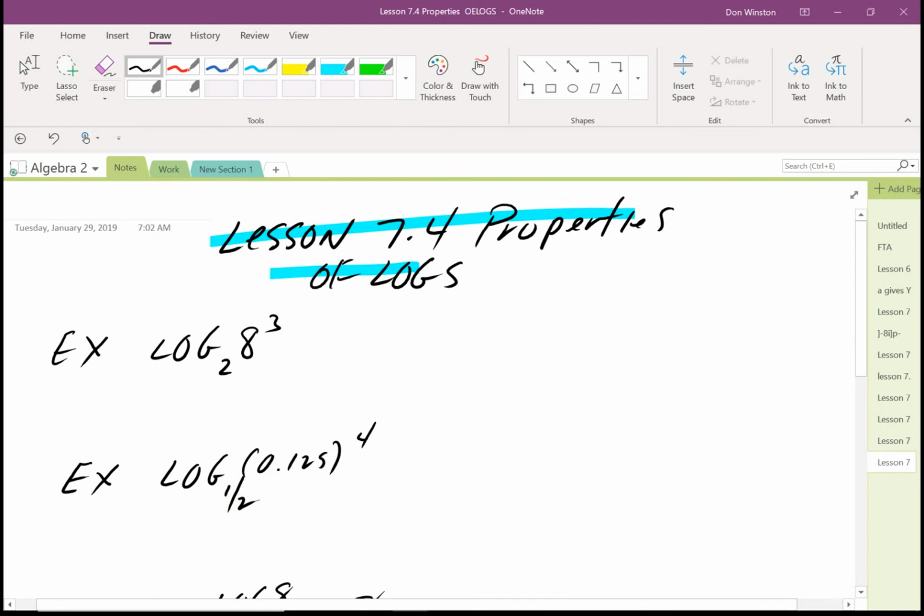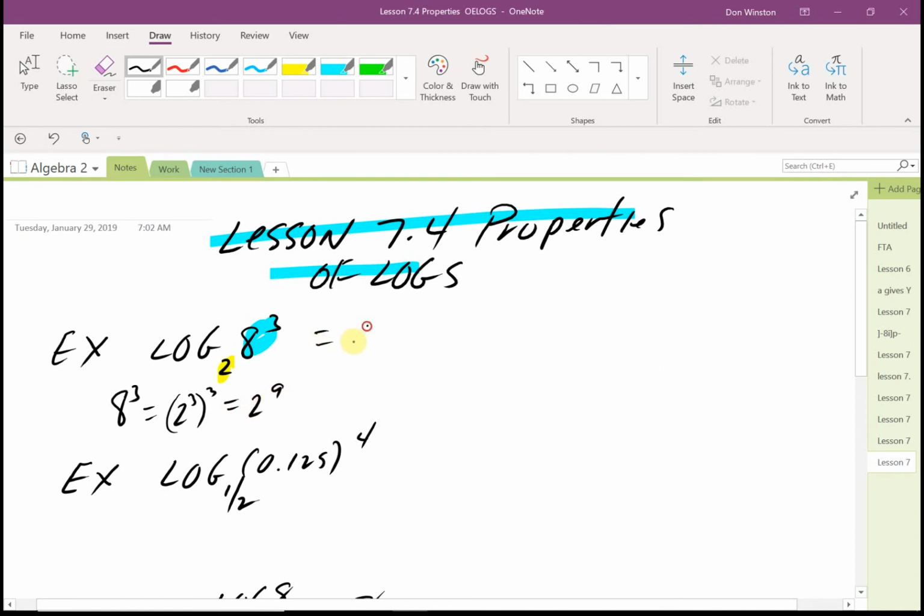Okay, the first example is we are asked to simplify log base 2 of 8 raised to the third, if possible. So we're working here with base 2, so we need to express this in terms of base 2. Well, 8 is equal to 2 to the third. And we're going to take 2 to the third and raise it to the third. If you remember your rules for exponents, when you take a power and raise it to a power, you multiply the exponents. So 2 to the third to the third will equal 2 to the ninth.